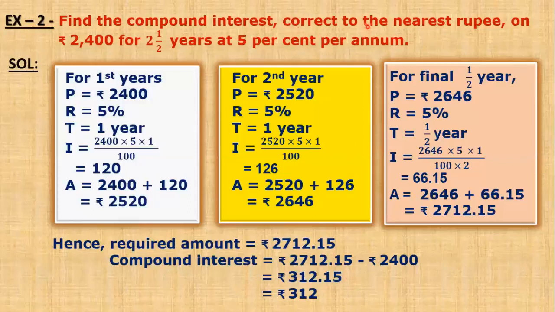Now this answer will not be accepted because here it is given that we need to give answer up to nearest rupee. So we need to round this figure of 312.15 to the nearest rupee figure only. So the rounding off will be done as rupees 312. Since after the decimal we have 1 which is less than 5.